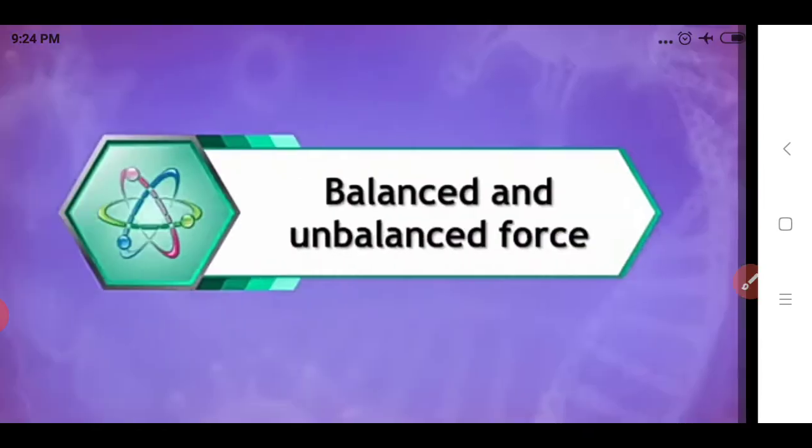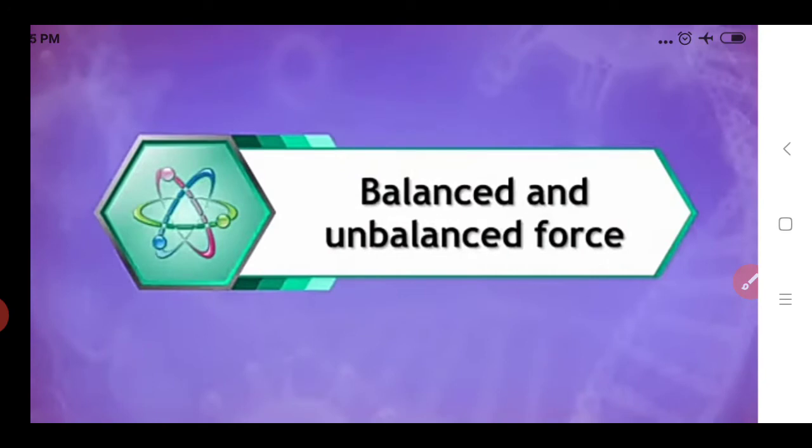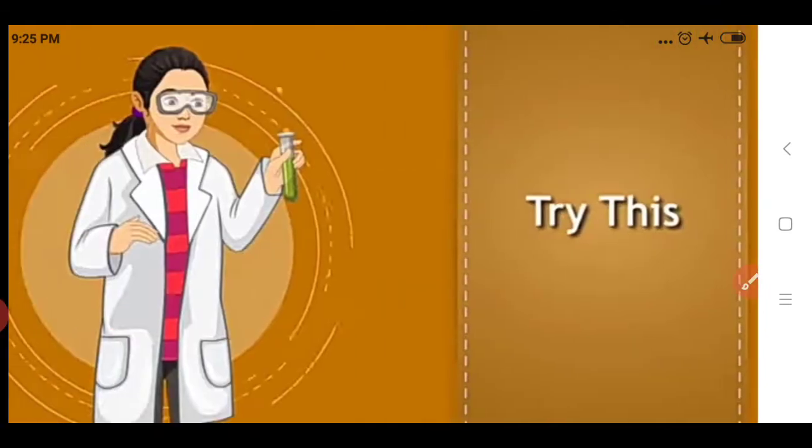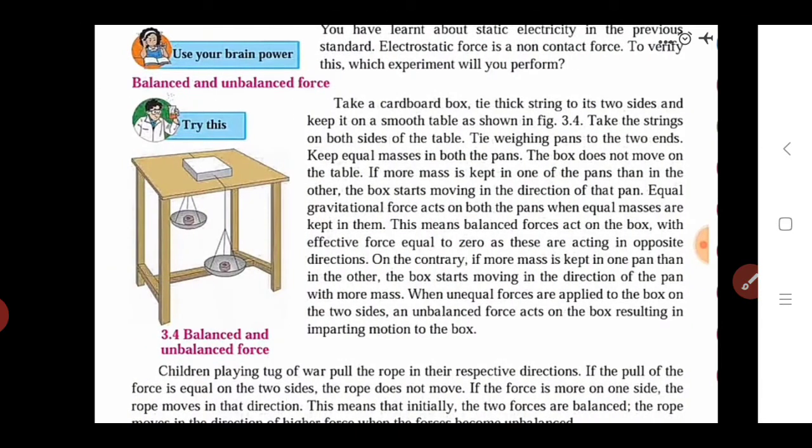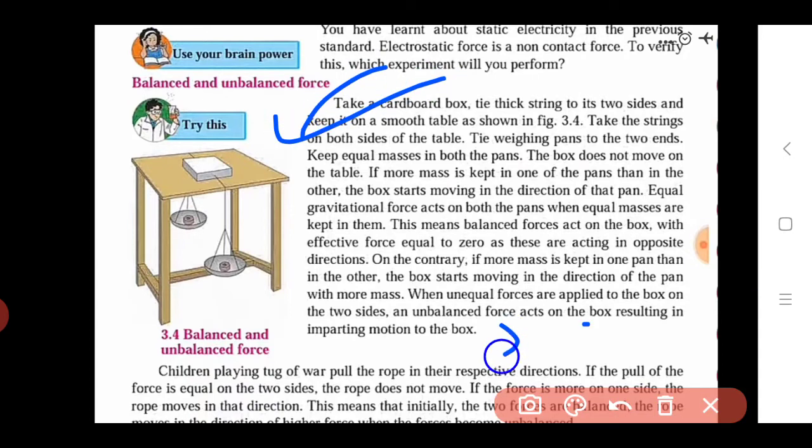Okay. So here we continue our next point, that is balanced and unbalanced force. For this we try this activity. Okay. Which activity? This activity, in this whole paragraph we see the activity. First I read this activity, then I explain.